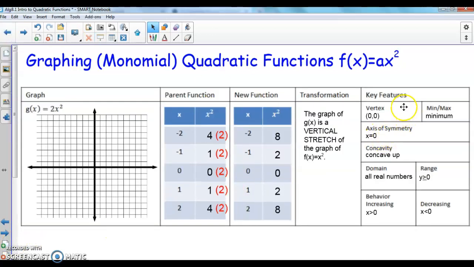Lastly, let us look at the key features of the graph of g of x is equal to 2x squared. So the vertex is 0, 0. You can find that in the middlemost part of the table. And since our a value is positive 2, and the graph is opening upward, the vertex is the lowest point, so we call it the minimum. The axis of symmetry is x is equal to 0, and the graph is opening upward with domain all real numbers. The range is y greater than or equal to 0.